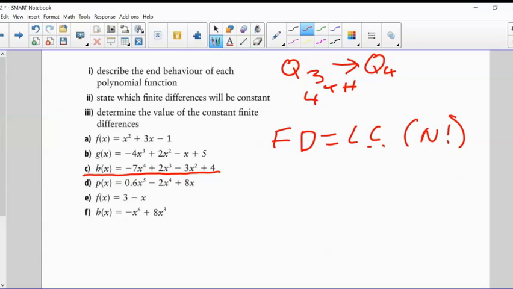So you're right, it is -7. That is your lead coefficient. -168 is correct. So the third answer for this is -168.